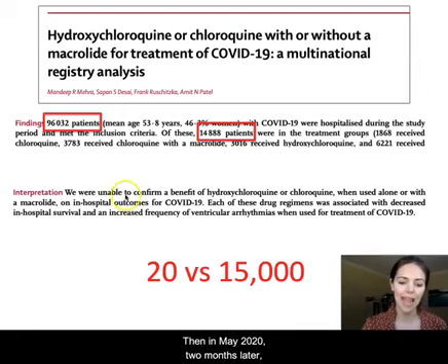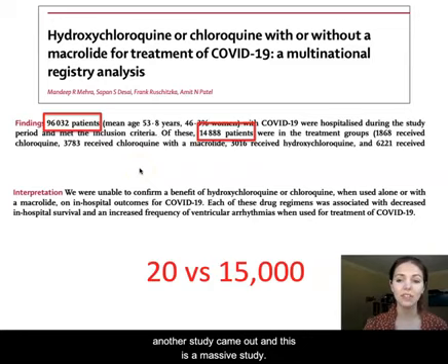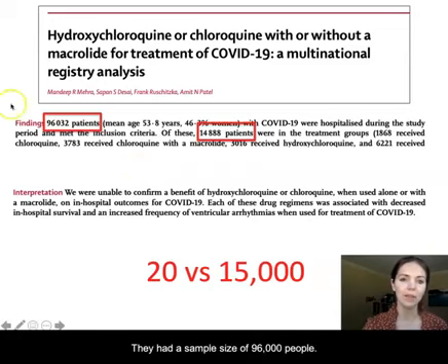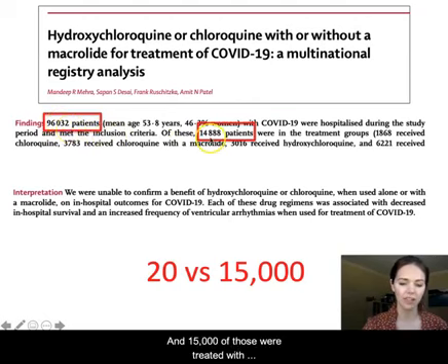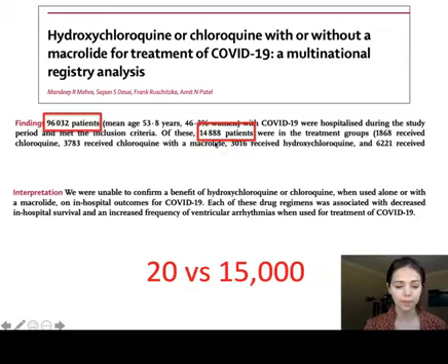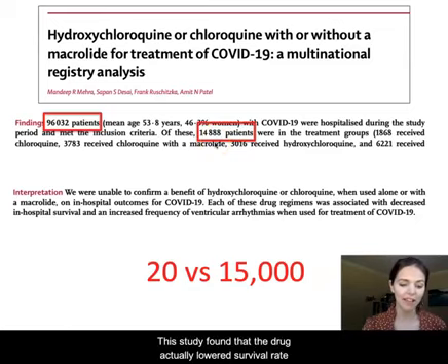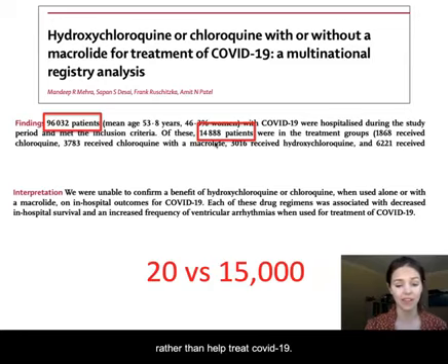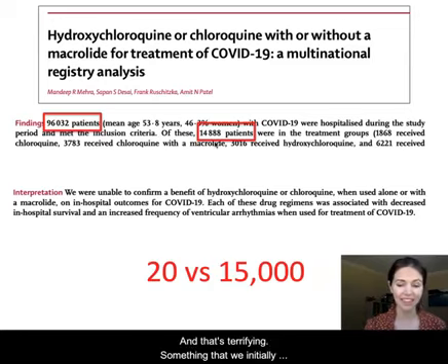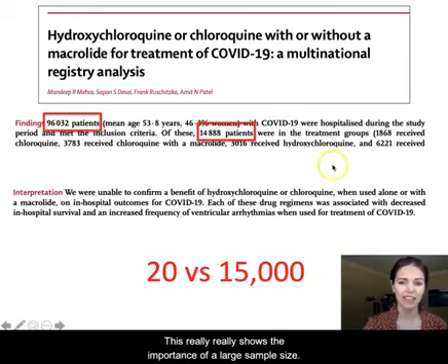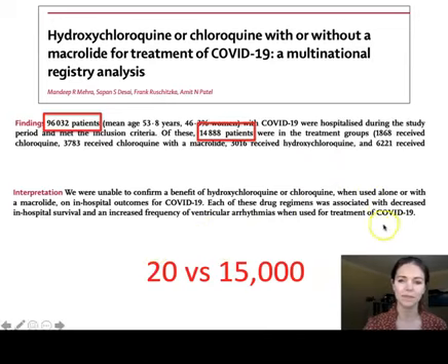Okay, and then in May 2020, 2 months later, another study came out, and this was a massive study. They had a sample size of 96,000 people, okay, and 15,000 of those were treated with hydroxychloroquine. So this study found that the drug actually lowered survival rates rather than help treat COVID-19. Okay, and that's terrifying, right? Something that we initially thought might help treat the disease actually made it worse. Okay, so this really shows the importance of a large sample size.